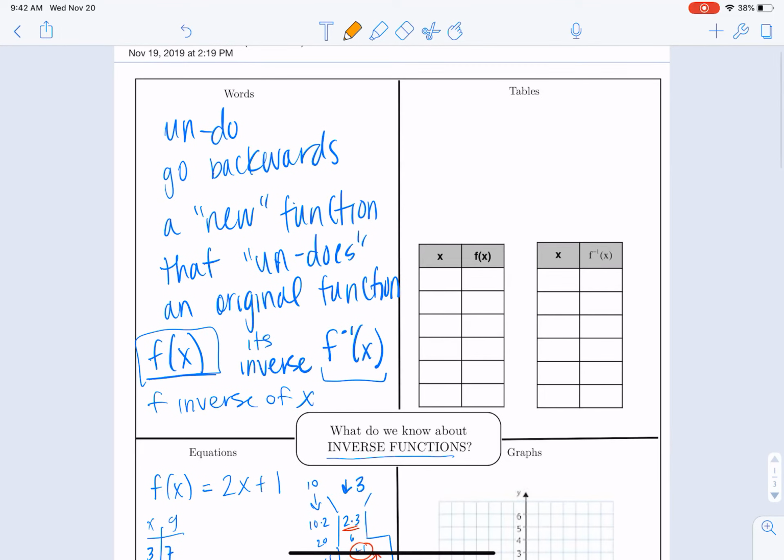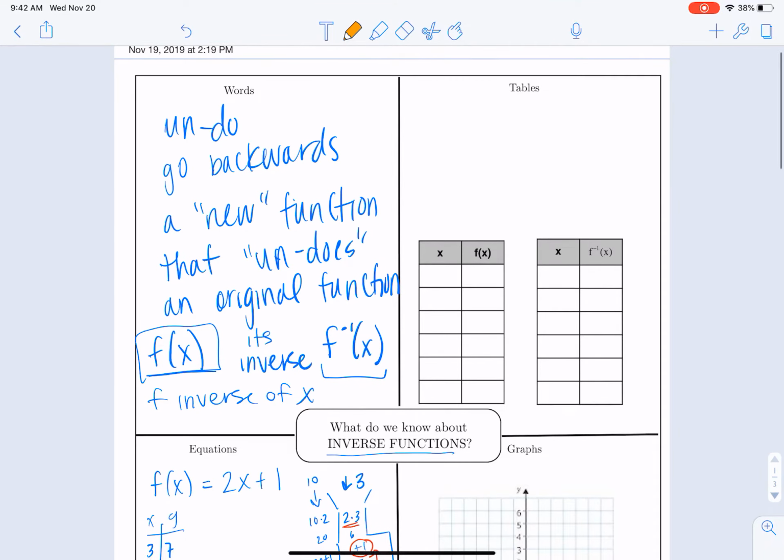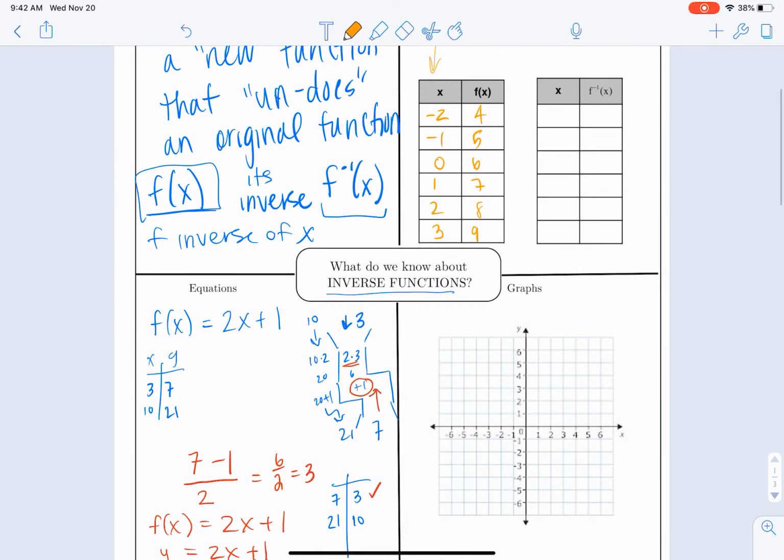Let's talk about tables. Let's just say that I had any sort of old function. Let's say I had -2, -1, 0, 1, 2, and 3. And let's go ahead and plug in 4, 5, 6, 7, 8, and 9. So this is a table that represents a function. And I know it's a function because there aren't more than one x value that maps to more than one y value.